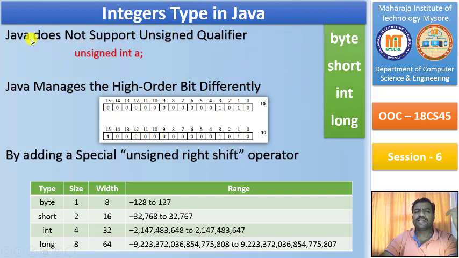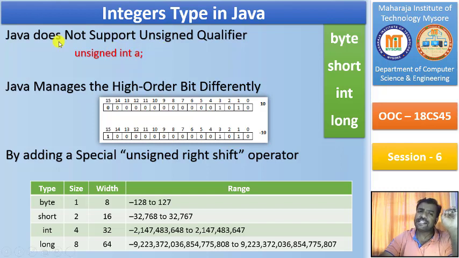Now, when I say integers, Java does not support the unsigned qualifier. Remember this word. C and C++ support the unsigned qualifier. Java will never support the unsigned qualifier. This means, for example, if I just say int a, if you remember, this is going to hold negative values as well as positive values, right?